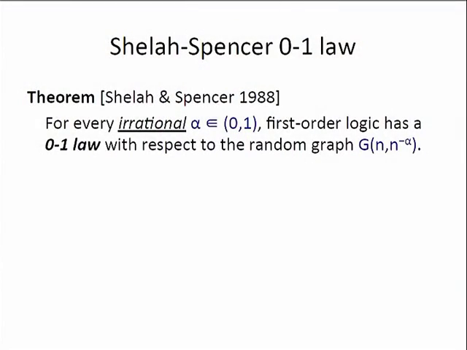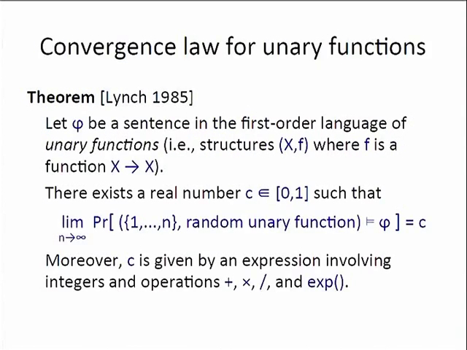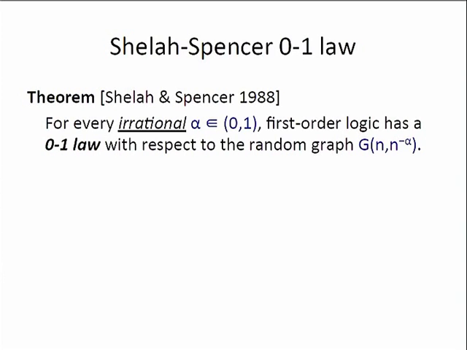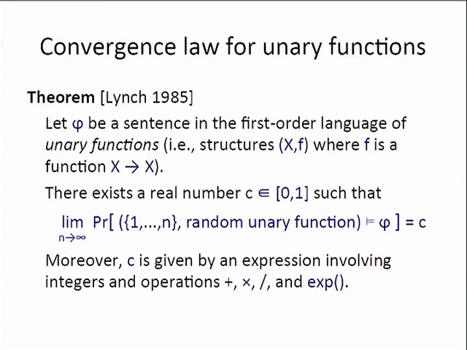Okay. So now I'm going to talk about some other 0-1 laws. Just mention them, not going into any proofs. A very interesting, beautiful result of Shelah and Spencer gives a 0-1 law for first order logic with respect to the random graph G(n, n^(-alpha)), where alpha is any irrational number between 0 and 1. And here it's actually essential that alpha is irrational. I'll come back to that in a moment. But first order logic has a 0-1 law for such graphs.